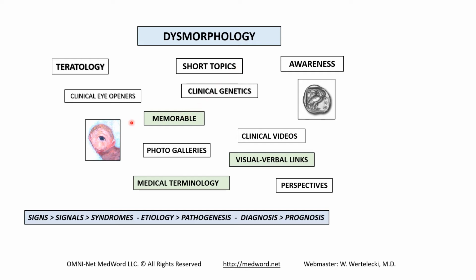All of this becomes memorable to the extent that we have clear definitions and clear open eyes. We foster that with clinical videos and photo galleries because the only way, for instance, to recognize a face is to see it. There's no way we are going to recognize an individual by talking about it. Then we need to link the visual with a form of communication, which generally is verbal. So we need a nomenclature, we need a terminology.